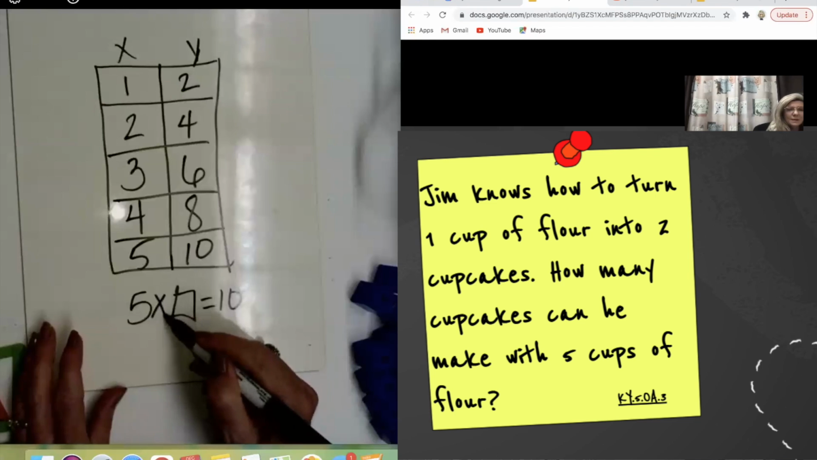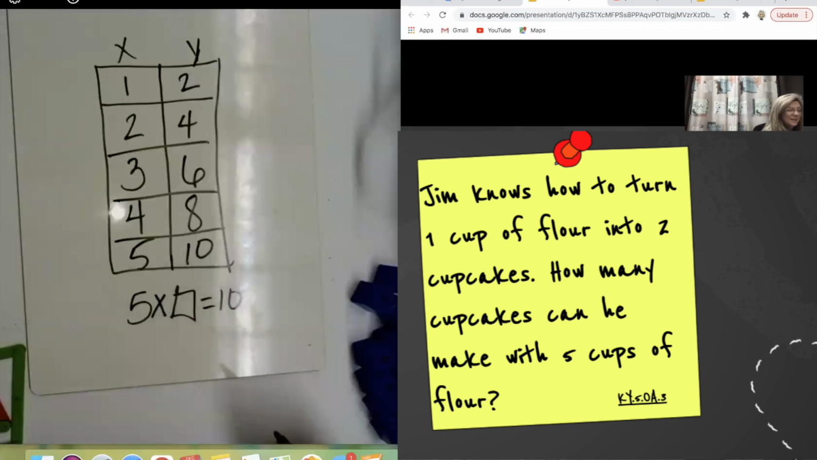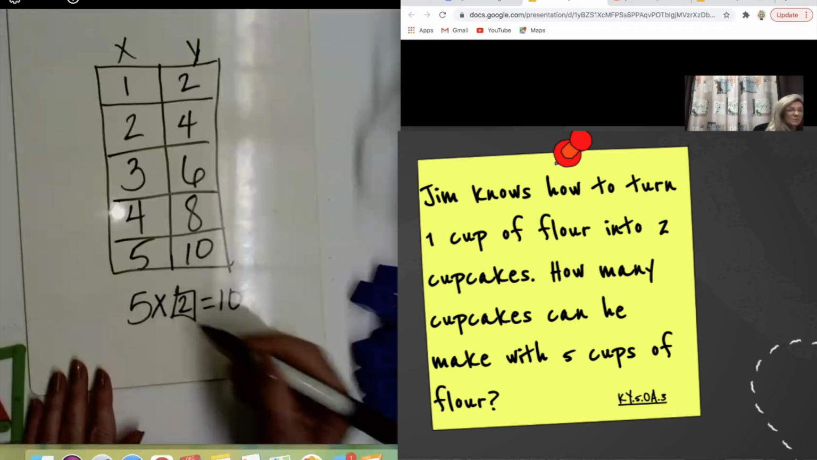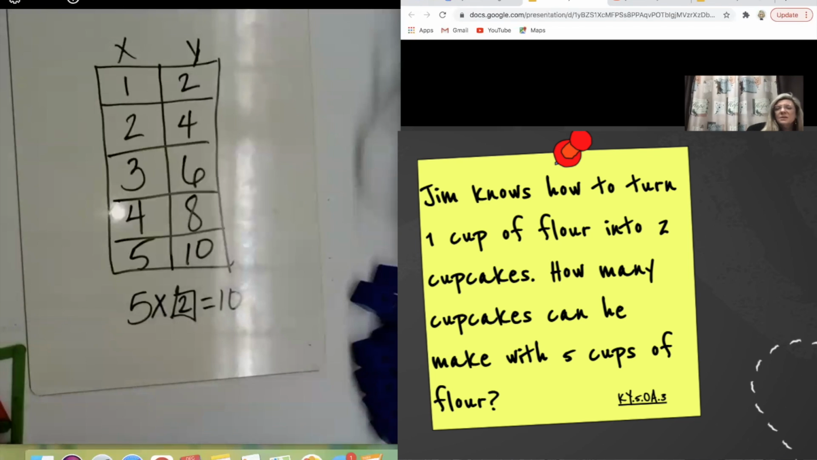What do we multiply? You can say it's multiplication. There you go. Multiplied by 2. Yes, we're multiplying by 2. So the rule is to multiply by 2. So every cup of flour you have, you multiply that by 2. Okay, so if you have 5.